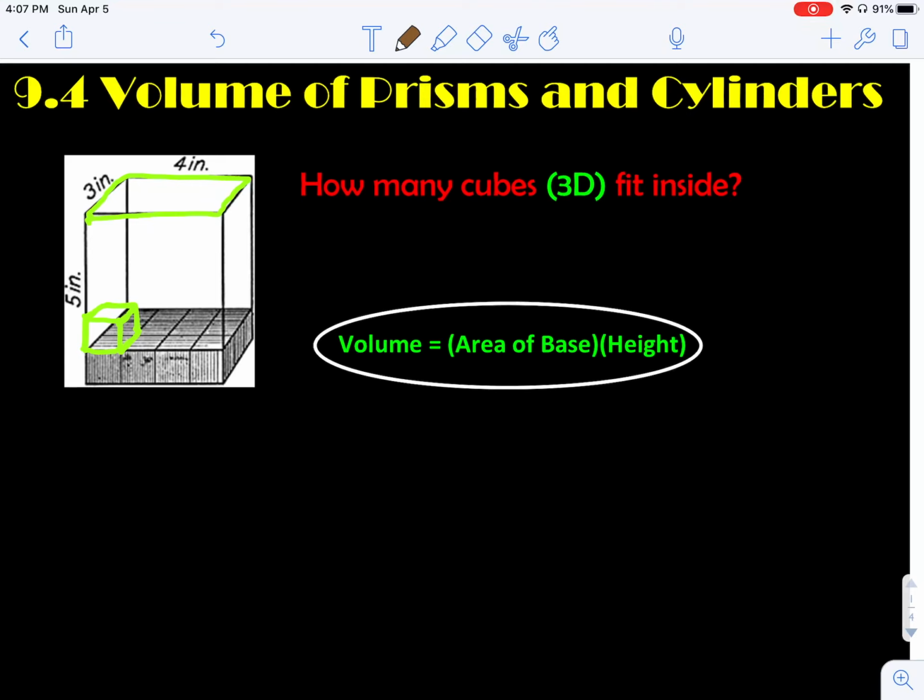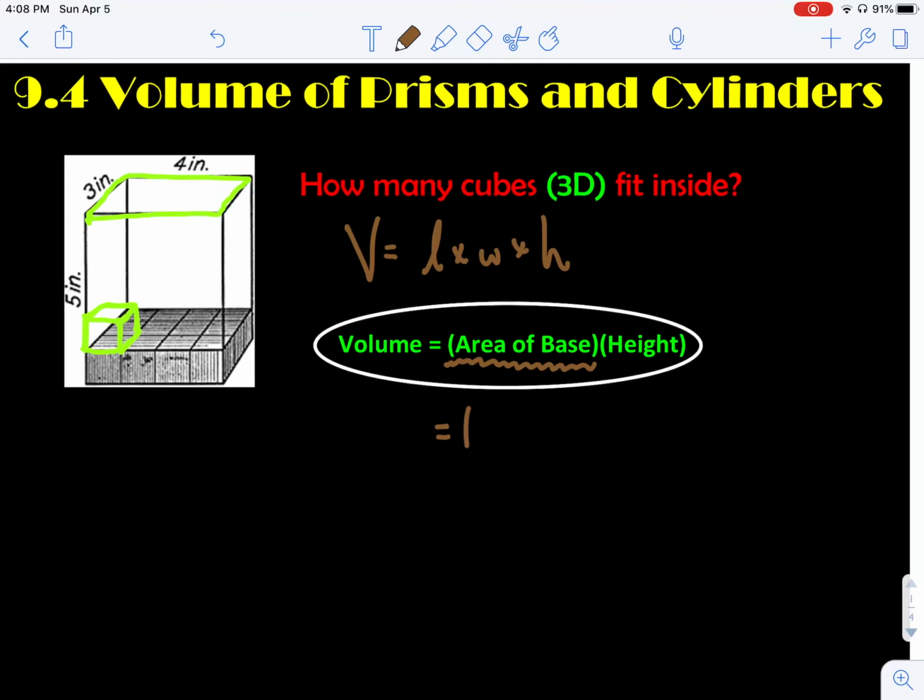So the formula for the volume of a prism is based on the shape of the base. Many of you from middle school might remember that volume is length times width times height. That is true, but it's a little bit more sophisticated when the shape of the base changes. So now we consider the formula to be area of the base times the height.